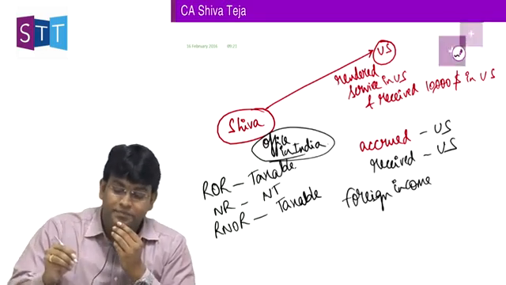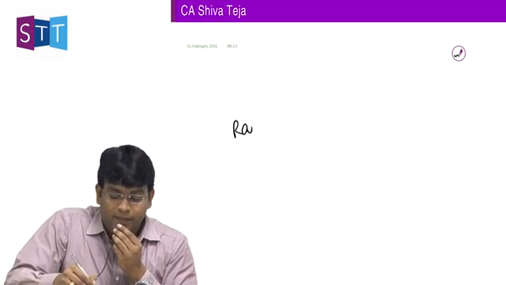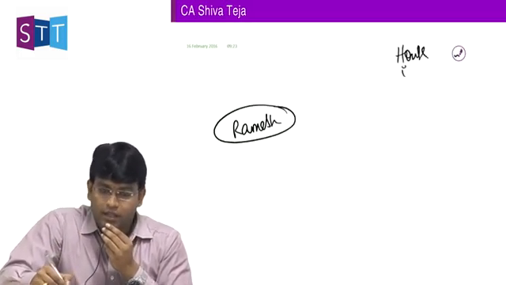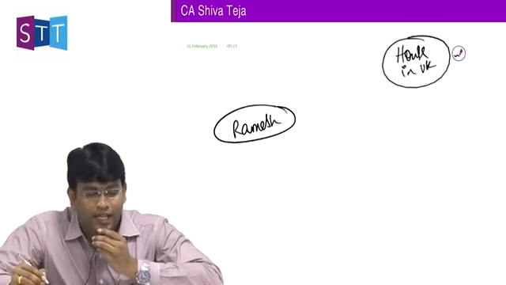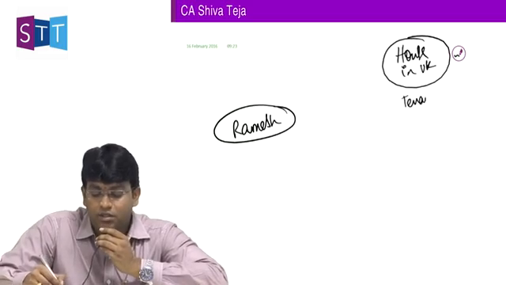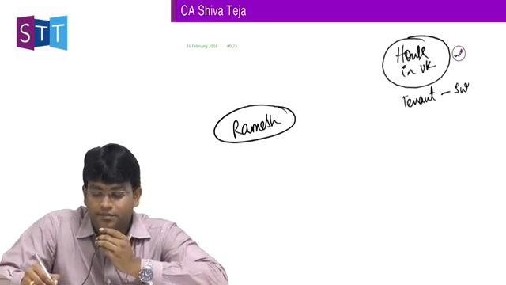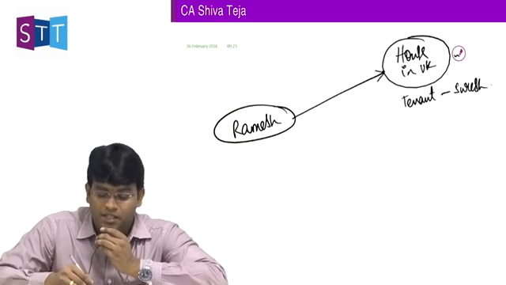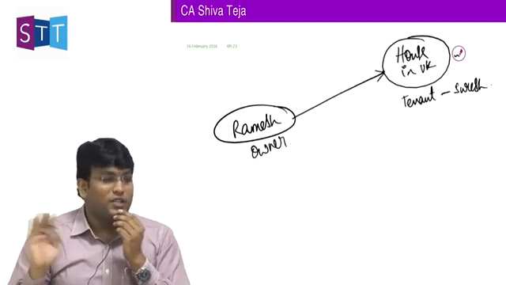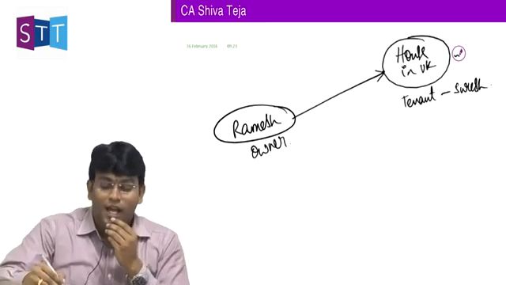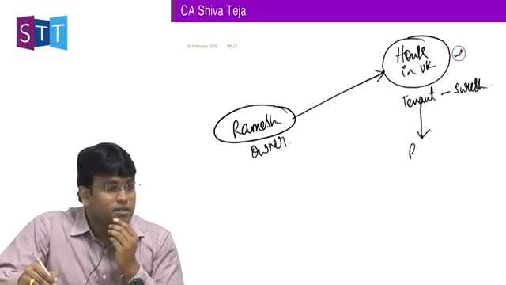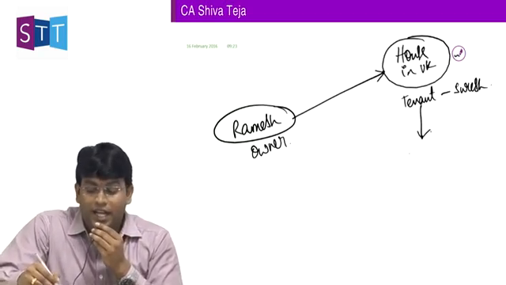Let me give one more example. Let's say there's a person, Ramesh. He has one house in UK. And there's one tenant in the house. His name is Suresh. Ramesh is the owner, Suresh is the tenant. Ramesh gave a house that he has in UK to a tenant, Suresh. Okay? Now, rent is paid by the tenant to Ramesh's friend, Mr. Naresh.